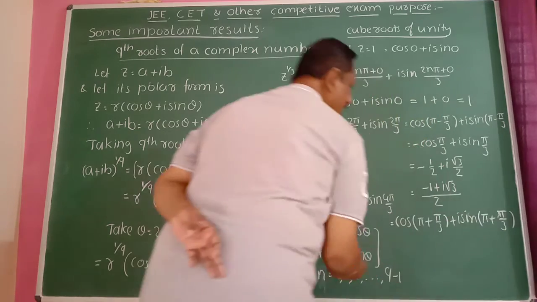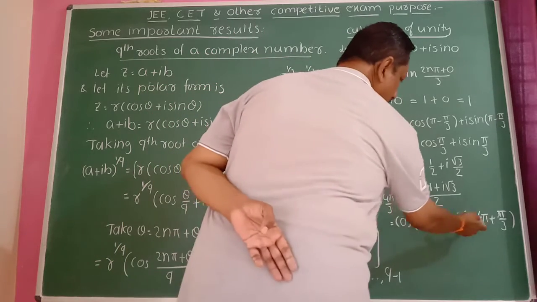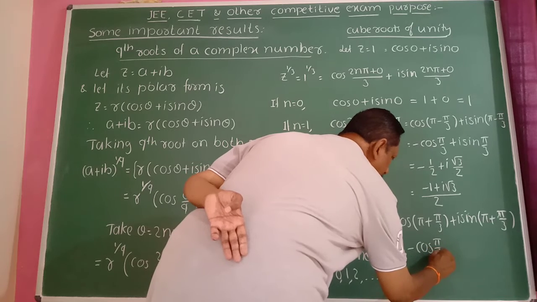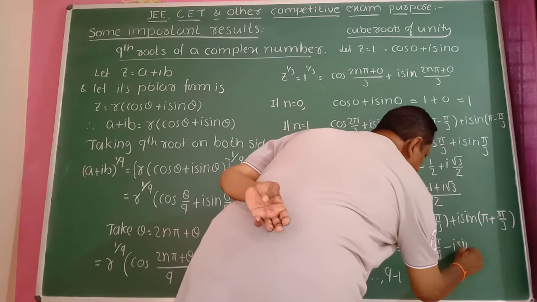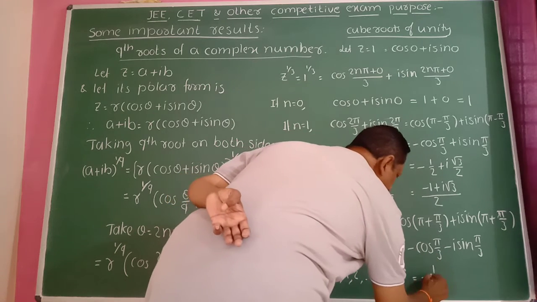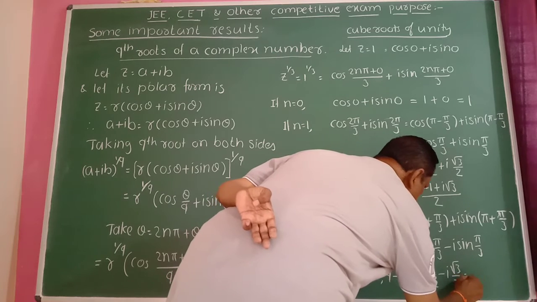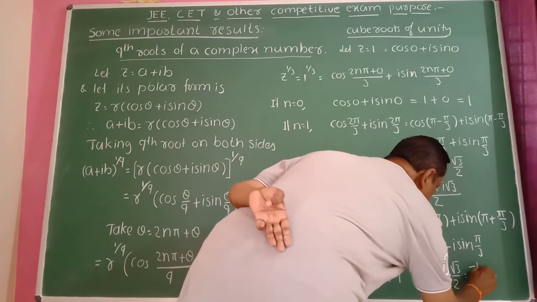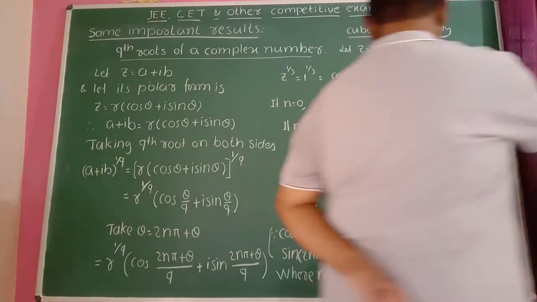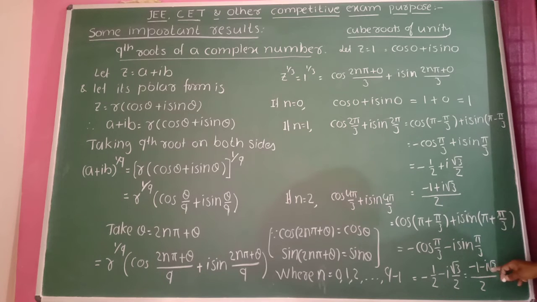According to the allied angle rule, pi plus means third quadrant. In the third quadrant, both cos as well as sin are negative. So minus cos of pi by 3 minus i into sin of pi by 3. So minus cos pi by 3 is 1 by 2, minus i into root 3 by 2. Taking the LCM 2, we get minus 1 minus i root 3 by 2.